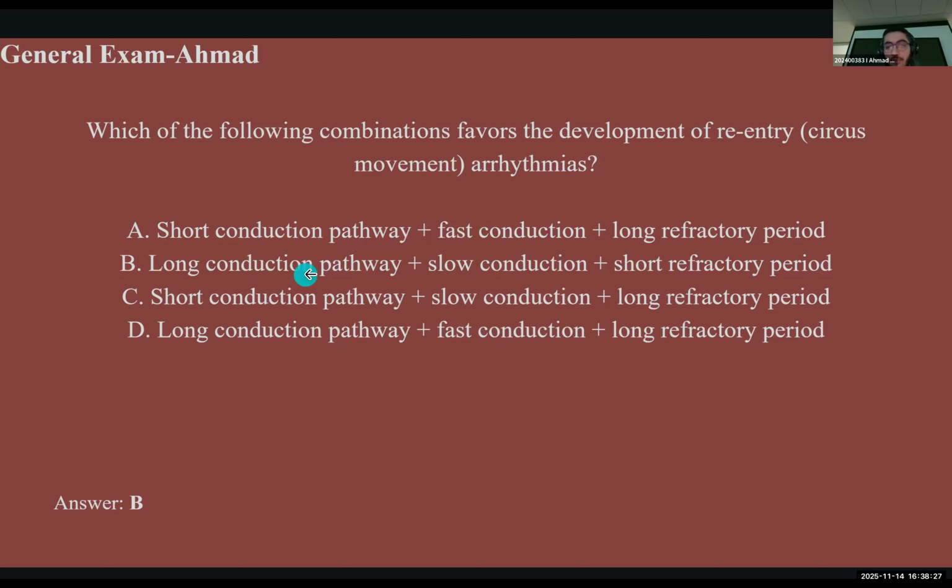So let's continue with B and D. Is it fast conduction or slow conduction? It's actually slow, because the goal is to go as slow as possible between each two myocytes. Again, long refractory period or short refractory period? It's going to be short refractory period, because, as we said, the refractory period is a time where no depolarization can happen. Okay. So does everyone understand this?